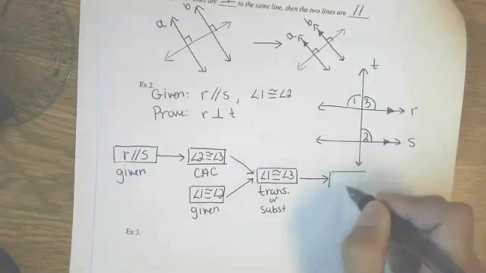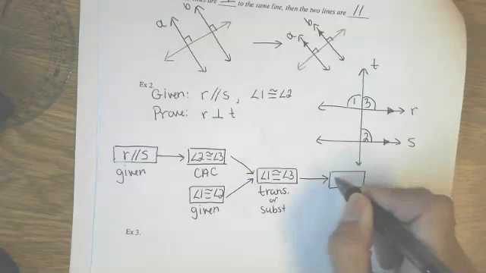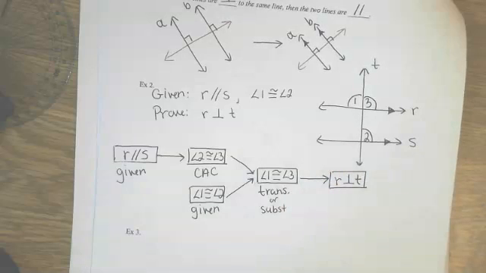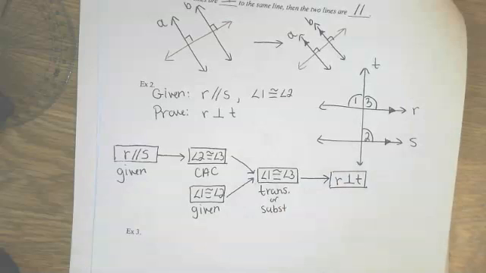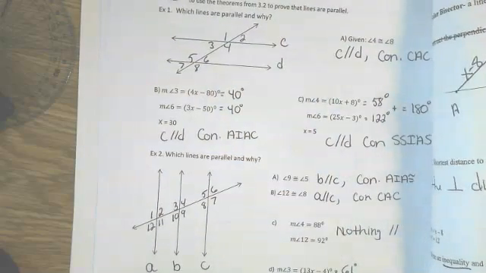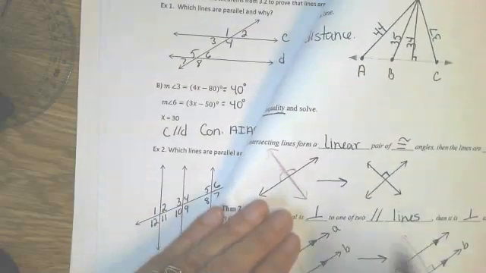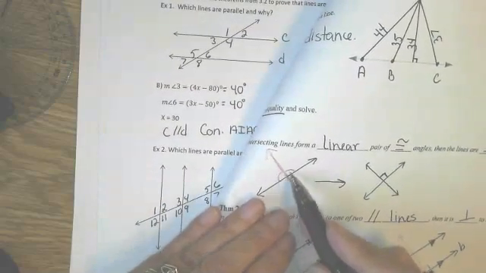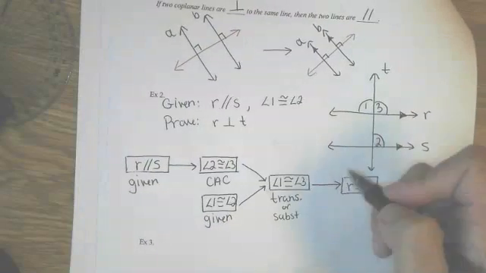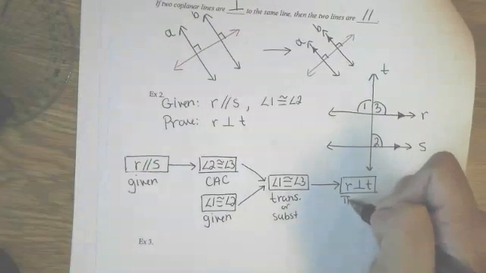Does that make R perpendicular to T? Which theorem says so? It's one of our 3 theorems from today. Theorem 1? Yep, he is correct. Take a look at it. If you've got those 2 angles congruent, which we have, then the lines are perpendicular by theorem 1. So our reason, you don't have to write out the theorem, you just get to put theorem 1.